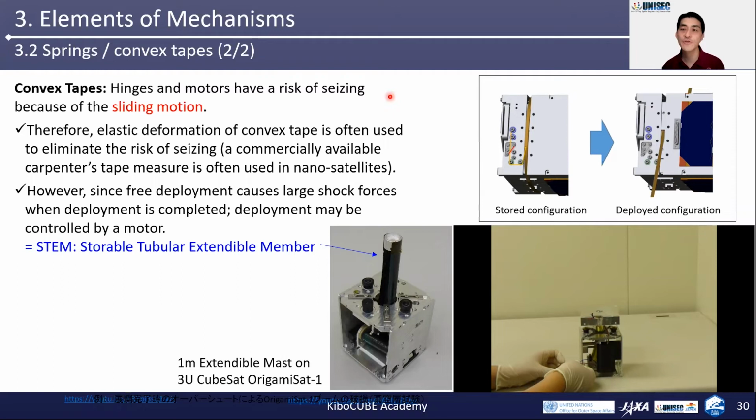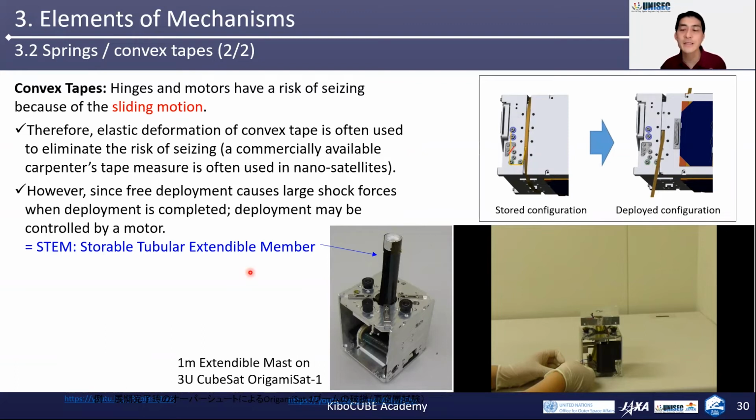Convex tapes are used as elastic hinges. Conventional hinges on motors have a risk of being stuck because they usually involve a sliding motion. Therefore, elastic deformation of convex tape is often used to eliminate the risk of getting stuck. A commercially available carpenter's tape measure is often used in nanosatellites. However, since free deployment causes large shock force when deployment is completed, the deployment speed may be controlled by a motor as a deployment velocity control mechanism.